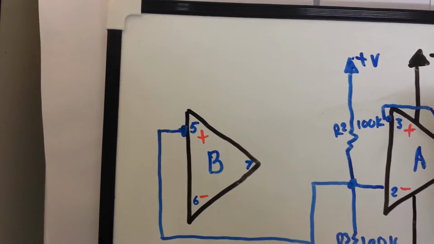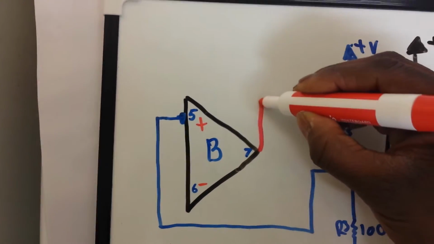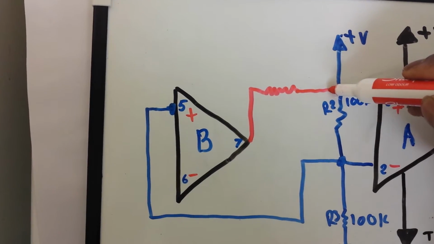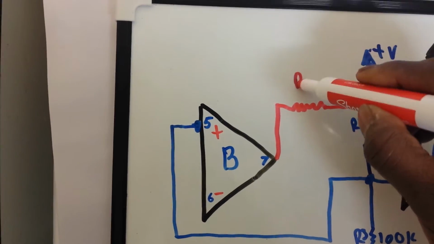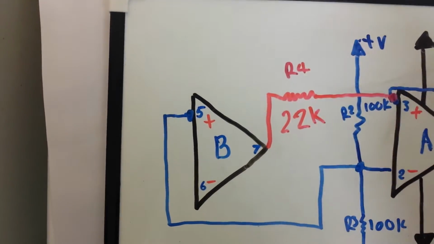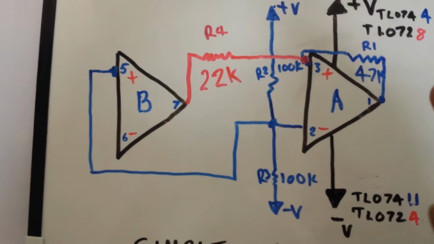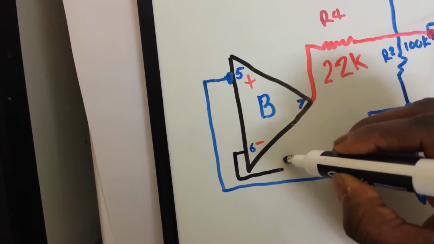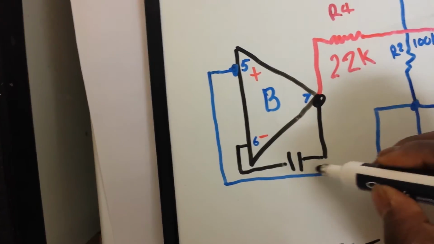Now we have one more resistor to put in place. That is going to come from pin 7, and we are going to take that into pin 3, and we'll call that R4, which is going to be 22K. Right, so we're pretty much there, but we're missing one very important component within this circuit, and this is our capacitor, which is C1.